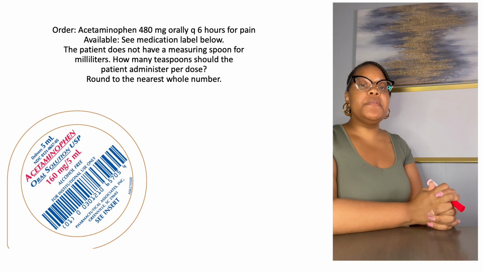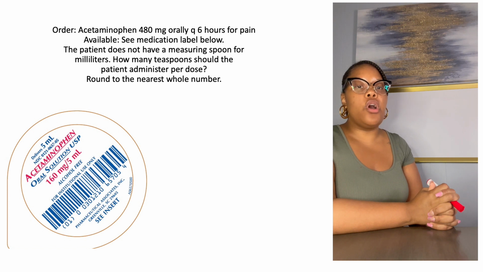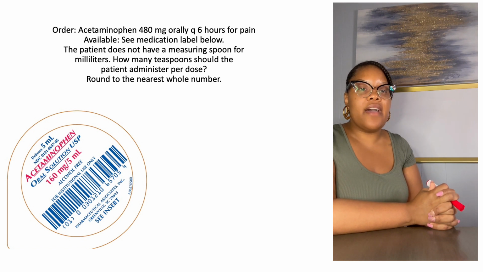All right, this one says the order is acetaminophen 480 milligrams orally every 6 hours for pain. Is available as it is on the label. The patient does not have a measuring spoon for milliliters. How many teaspoons should the patient administer per dose? Round to the nearest whole number.